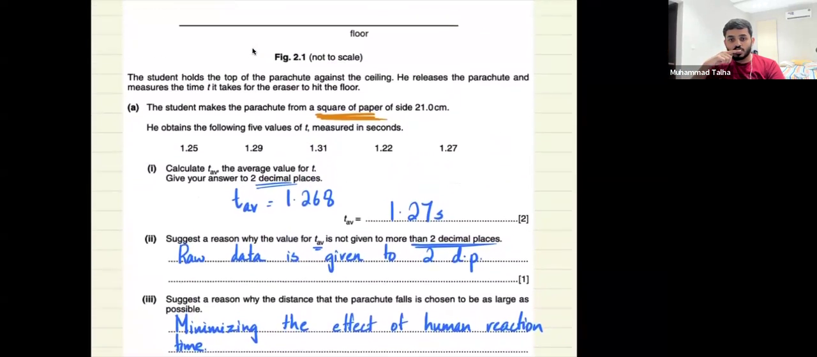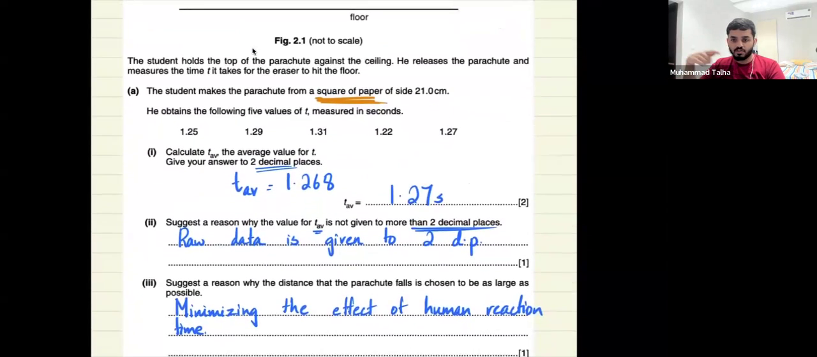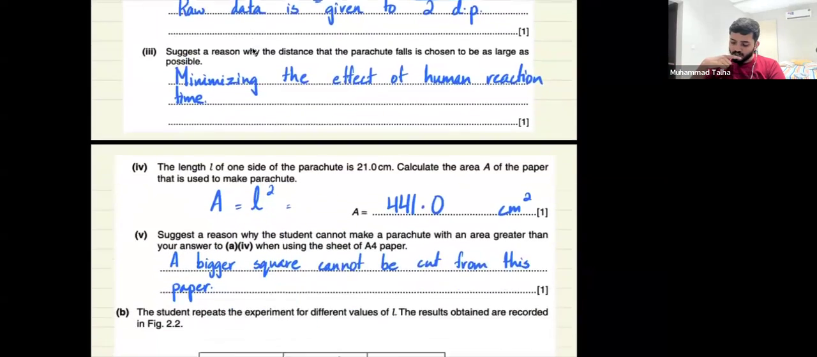Why is the distance chosen to be as large as possible? Again, if the distance is large, the time would also be large, so that minimizes the effect of human reaction.